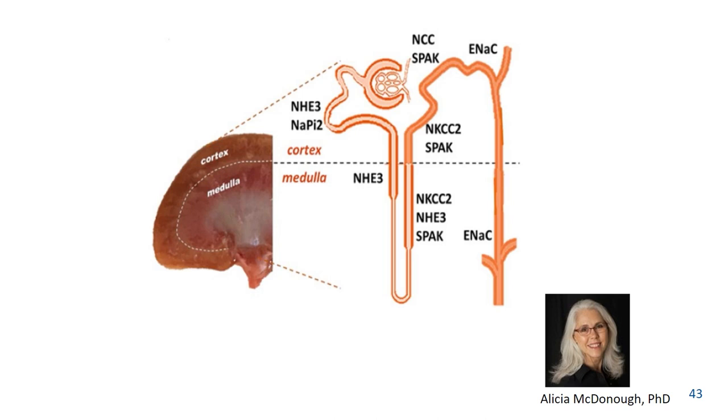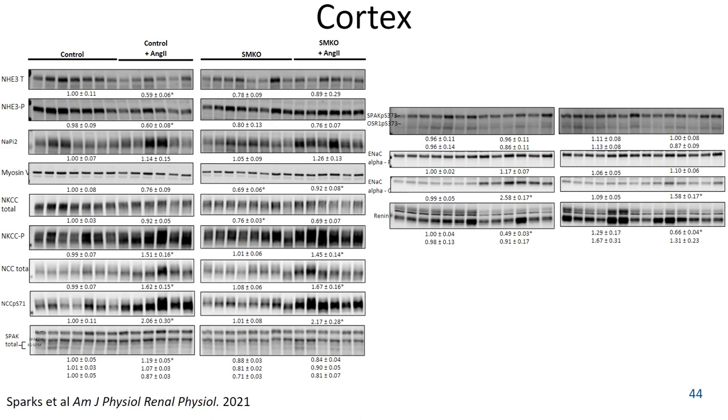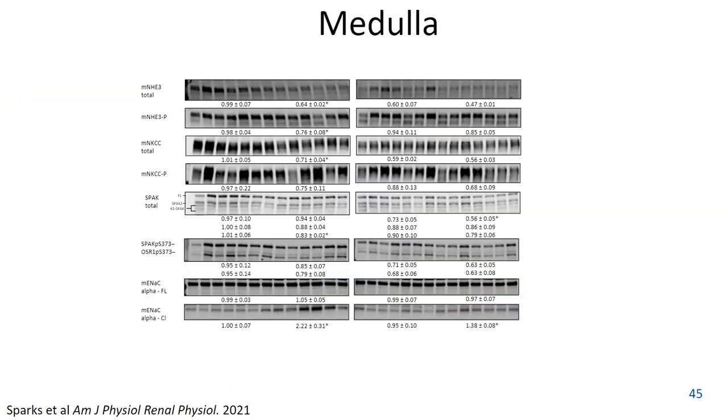Now, these experiments were done in collaboration with Alicia McDonough, who is really a master at assaying all of these different channels. We looked at the cortex and medulla, and we basically looked at every single sodium transporter that was involved in regulation of the system. We did this at baseline and with angiotensin 2. This is just an overview of all the Western blots that were done. I'm not going to go into detail on these, but I want to show you what the data looks like.